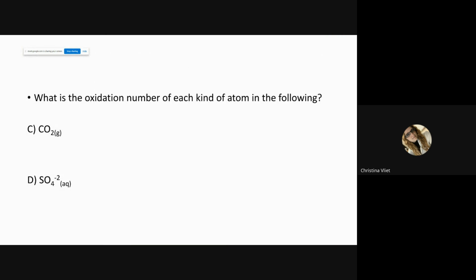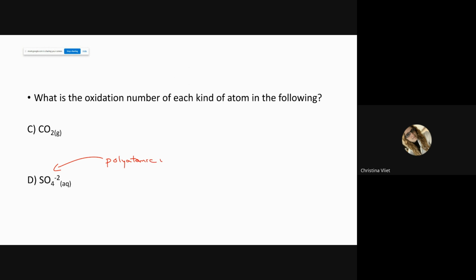Let's look at SO4 2 minus. All right, SO4 2 minus for D. What do we do here? First of all, what is that? What is SO4 minus 2? Polyatomic, right? It's a polyatomic ion.